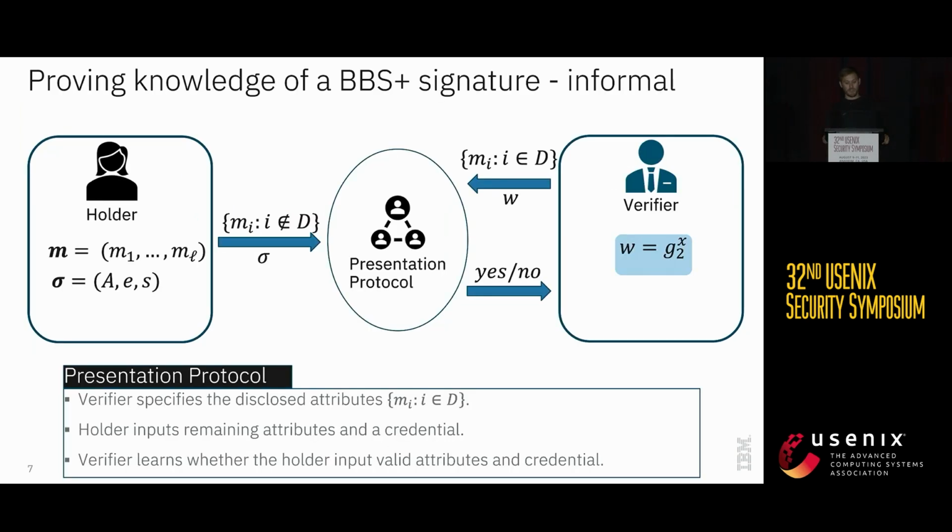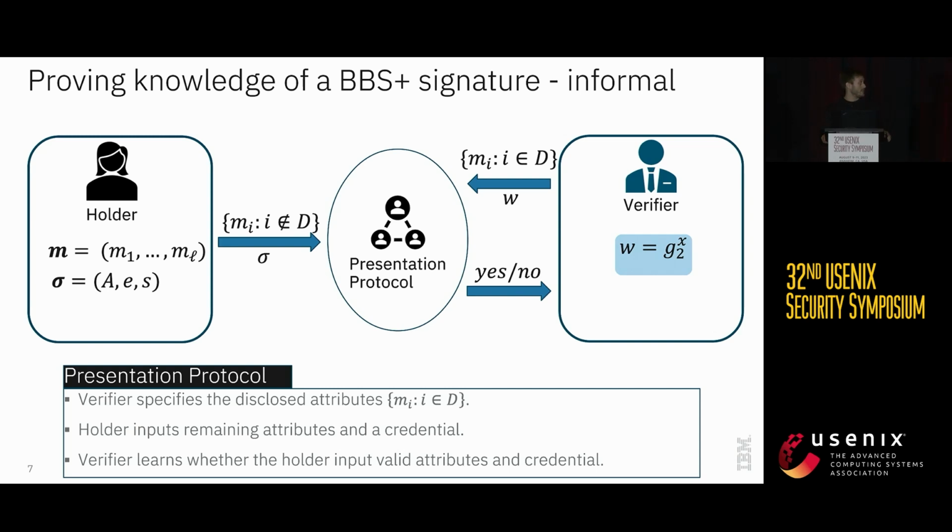So at the moment of the verification, the holder has a series of attributes, M, and also the signature, the credential sigma. The holder is going to provide the credential to a presentation protocol, and tell the presentation protocol the attributes that she doesn't want to disclose.